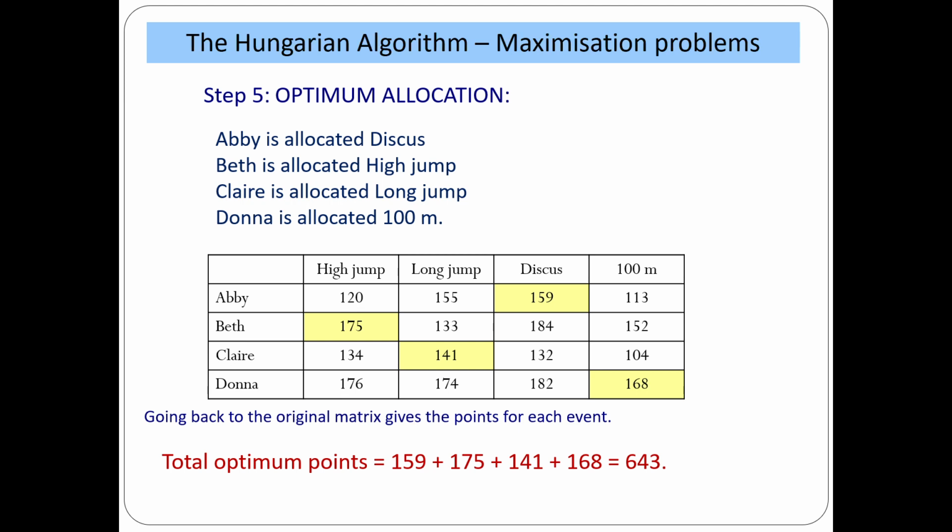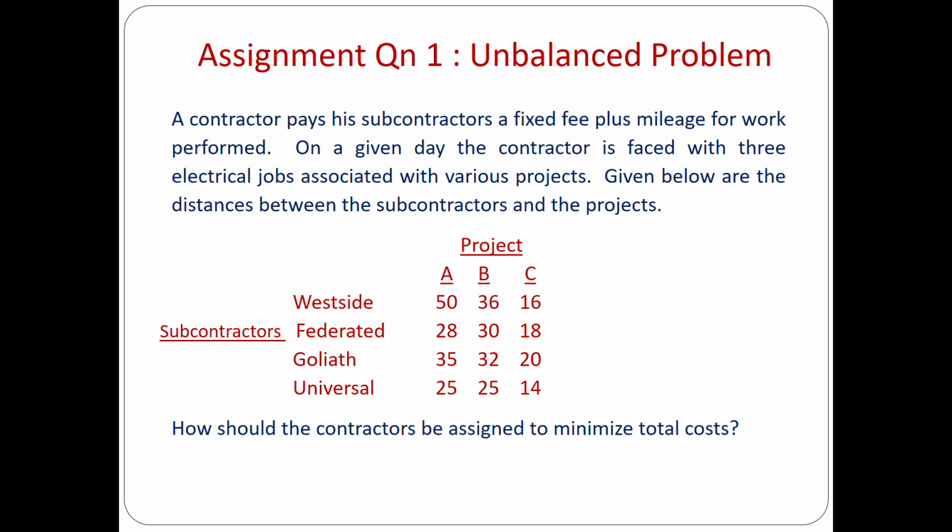The next is the unbalanced problem. It is very easy to solve. The only thing is we have to add a dummy row or dummy column to make it a square matrix, and then solve it by using the normal Hungarian procedure. So just do it as an assignment. Just pause the video, make a note of it and do it as an assignment.